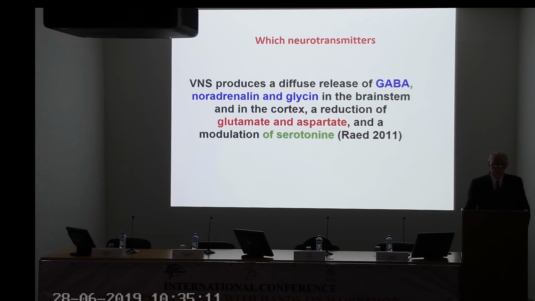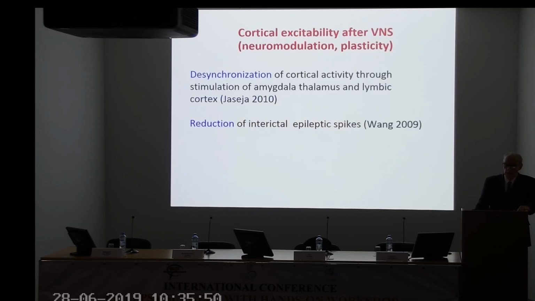But which neurotransmitters are affected by this stimulation? VNS produces a diffuse release of GABA, noradrenaline, and glycine in the brainstem and in the cortex. GABA, noradrenaline, glycine are inhibitory mainly, while glutamate and aspartate are excitatory. So you have an increase in inhibition and a decrease in excitation of neurotransmitters, and a modulation of serotonin. This has been proved in chronic studies in animals.